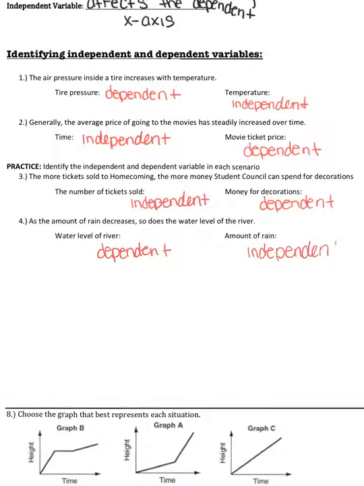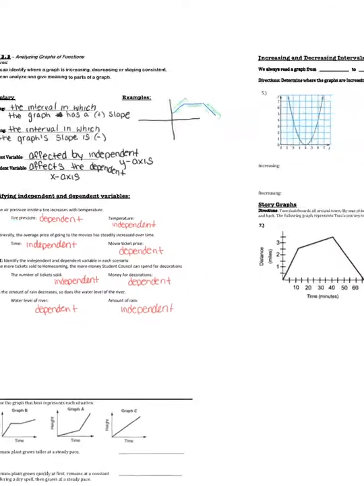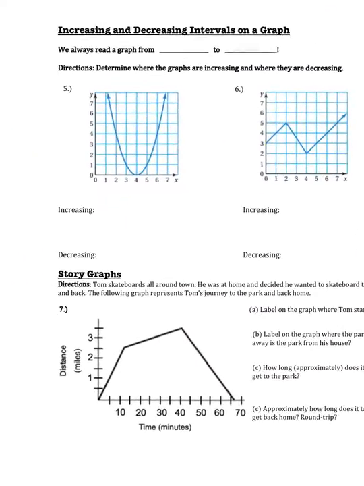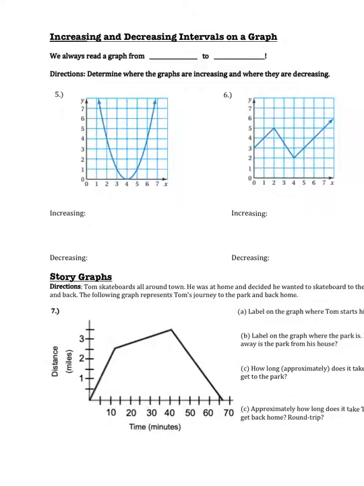Okie dokie. All right, so let's go on to the next page. So on our next page, we're going to look at identifying where my graph is increasing, where it is decreasing, and if there's any constant. Okay, so first of all, we always read a graph from left to right. That's important to know, left to right.